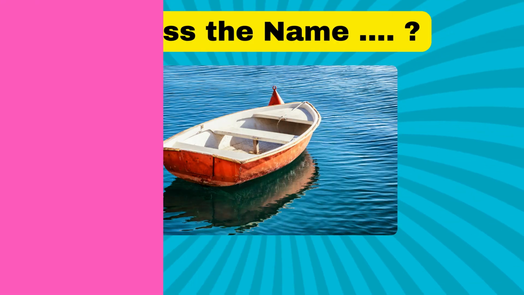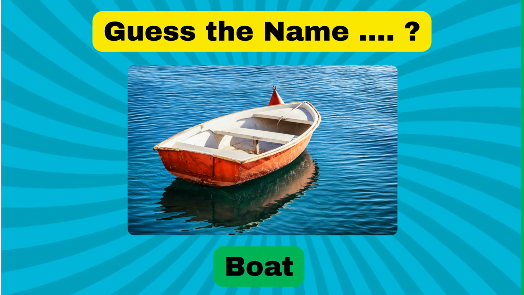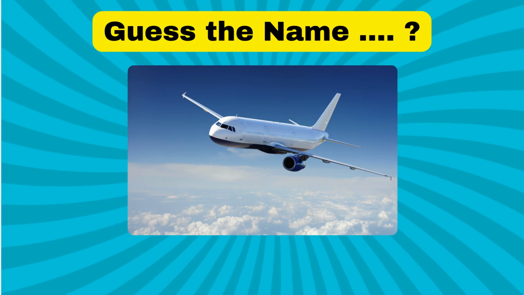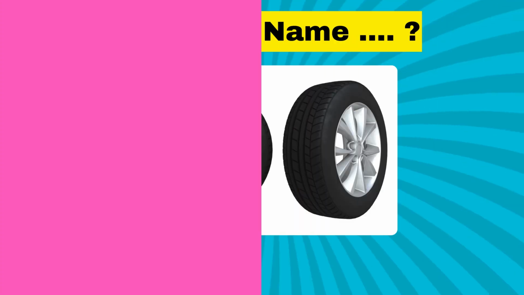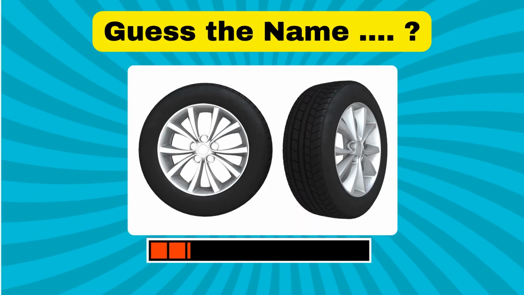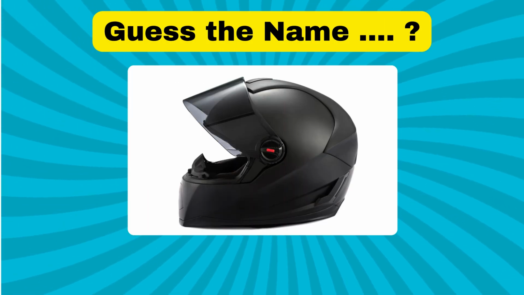Can you name this thing? Hammer. Do you know this object? Boat. What is this called in English? Airplane. Guess the name of this thing. Wheel.